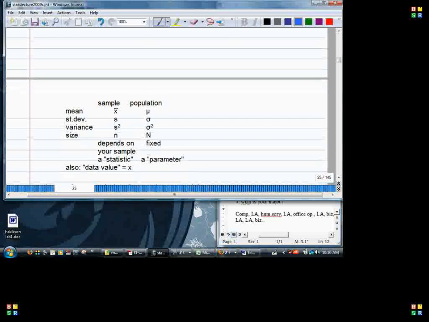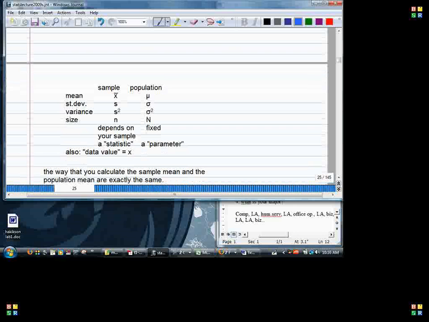All right. So how do you calculate these things? Well, how do you calculate the mean for a sample? You just add up all your data and divide by however many you have. How do you calculate the mean for a population? It's exactly the same thing.